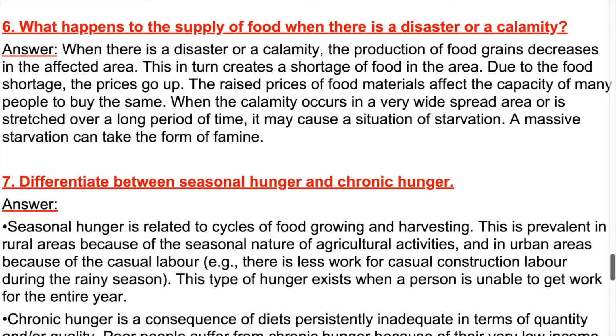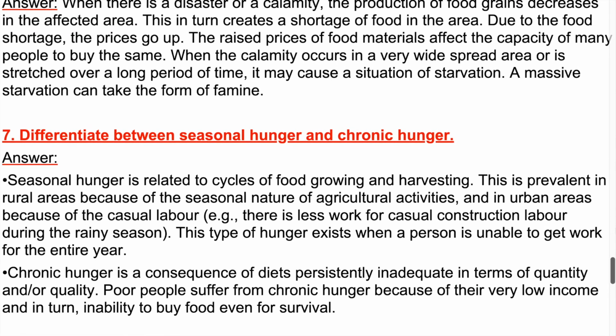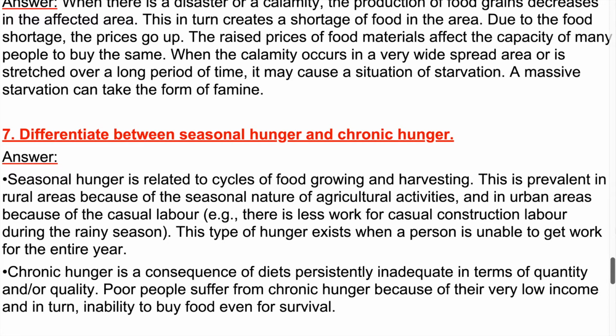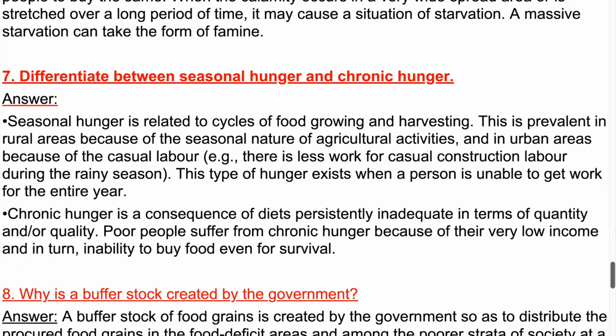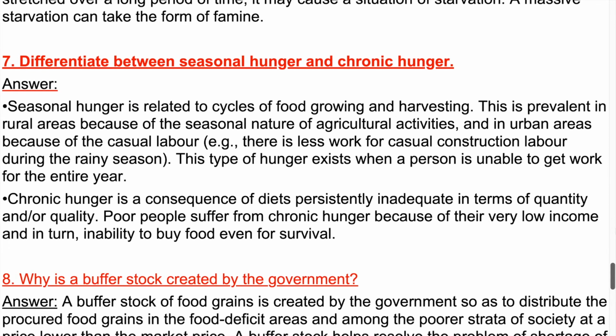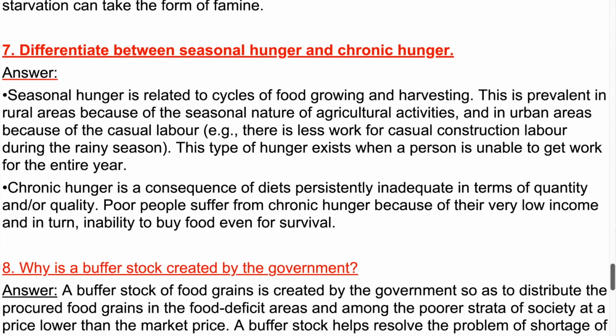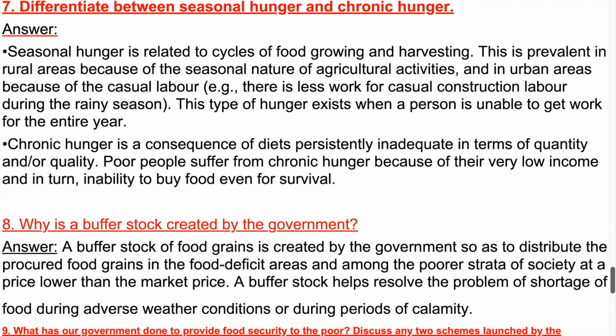7. Differentiate between seasonal hunger and chronic hunger. Answer. Seasonal hunger is related to cycles of food growing and harvesting. This is prevalent in rural areas because of the seasonal nature of agricultural activities, and in urban areas because of the casual labor. For example, there is less work for casual construction labor during the rainy season. This type of hunger exists when a person is unable to get work for the entire year. Chronic hunger is a consequence of diets persistently inadequate in terms of quantity and/or quality. Poor people suffer from chronic hunger because of their very low income and in turn, inability to buy food even for survival.